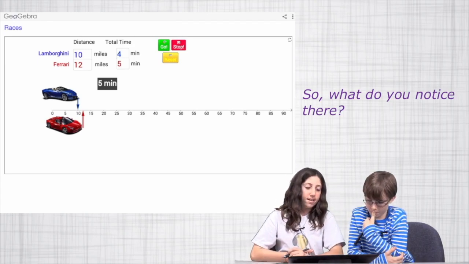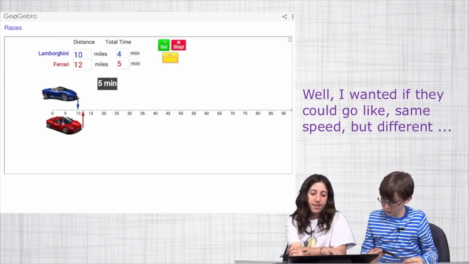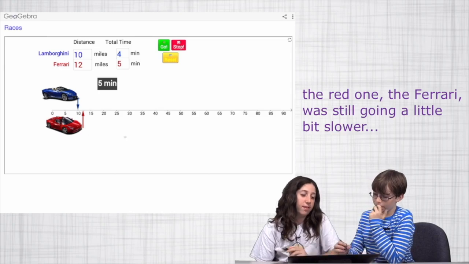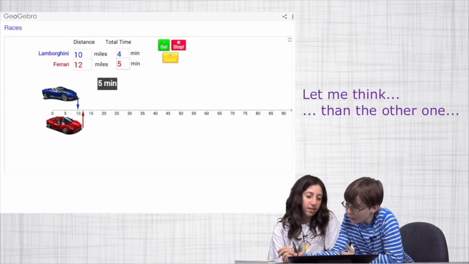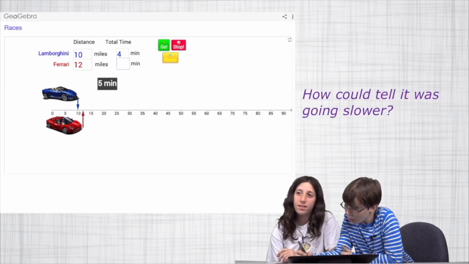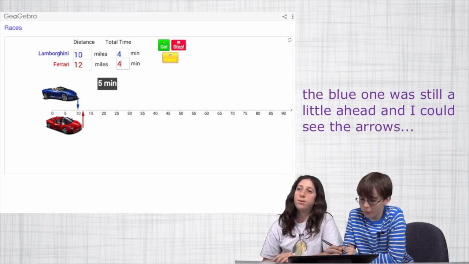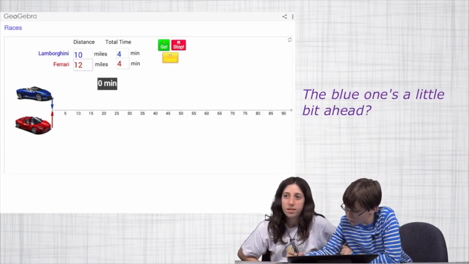So what are you noticing? Well, I wanted to see if they can go the same speed, but the red one, the Ferrari, was still going a little bit slower, I think. How could you tell it was going slower? Because the blue one reached a little ahead, and I could see the arrows. The blue one was a little bit ahead.